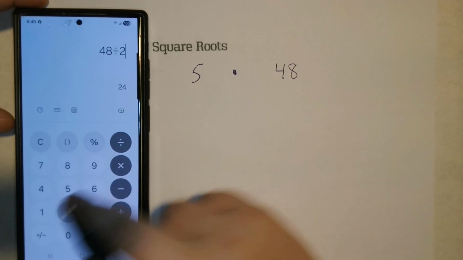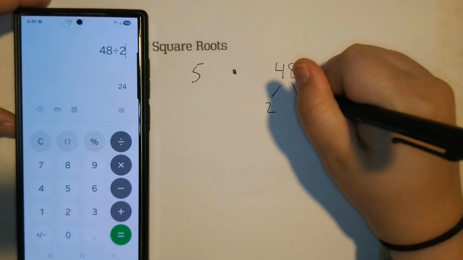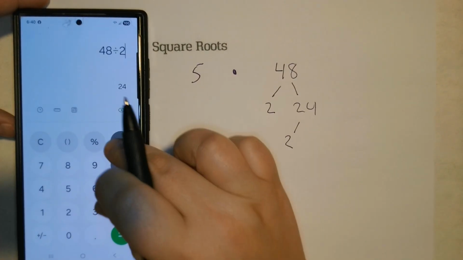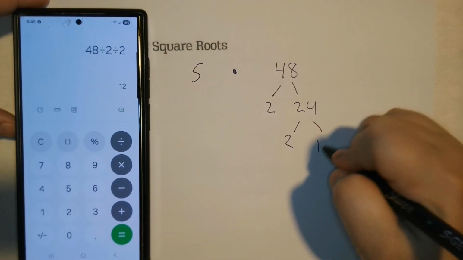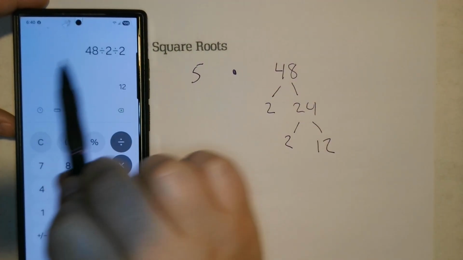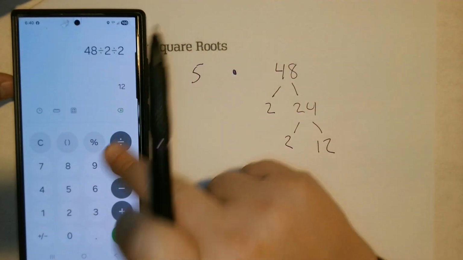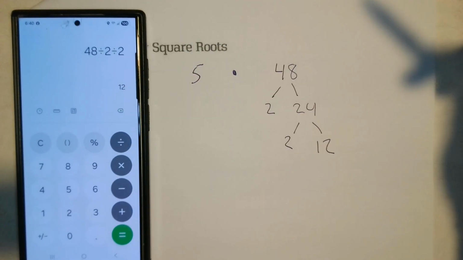48. I'm going to divide by 2 because it's even. That gives me 24. 24 is also even, so I'm going to divide by 2. I get 12. Notice I'm not clicking erase on my calculator. I'm just letting it go. The school calculators do that too. You're just going to click divide by 2 and it'll show the answer on the top.